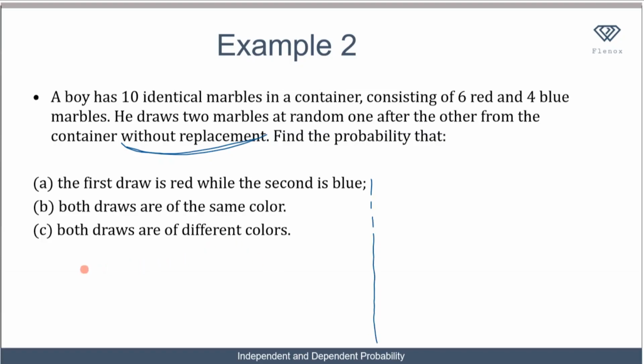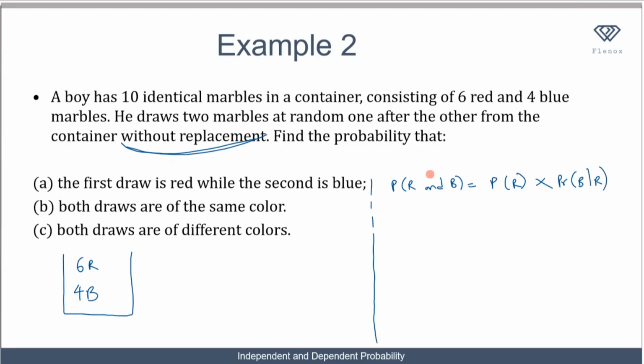So now to explain it, you have the container and you have 6 red balls and you have 4 blue balls. So now you know that this is without replacement. So you know that the probability of having red and blue now will be equal to the probability of having red, since they are dependent events, times the probability of having a blue ball, given that I've taken a red ball as my first ball.